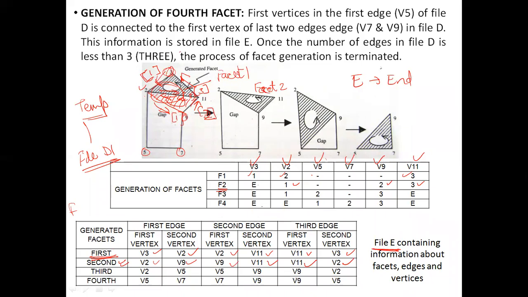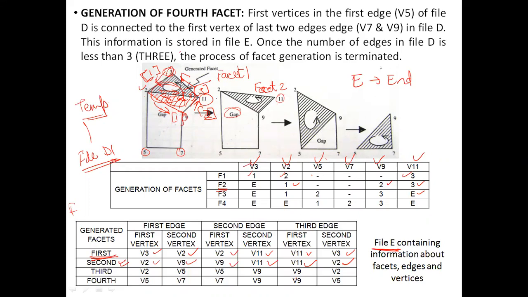Now what remains of the gap is this part. But before that, you need to check whether this vertex is going to be used any further, because this vertex has already been checked out. So V11 cannot be used, so we put E over here. That means vertex 11 has also ended, as vertex 3 has ended.